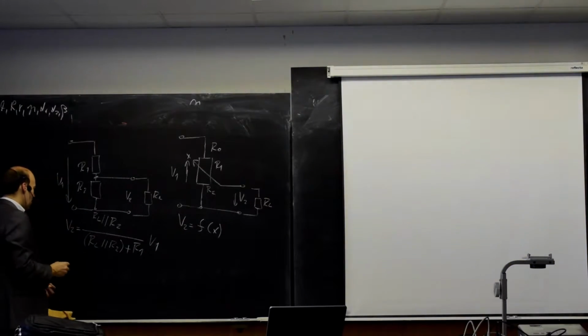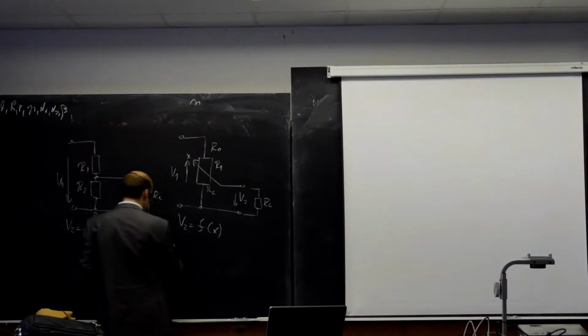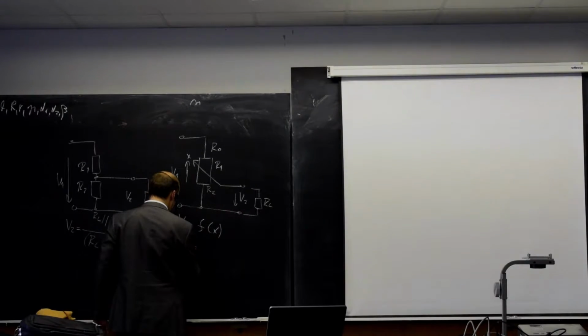So now if we substitute the parallel formula, we will see that it's RL times R2 over RL plus R2, and here we have RL R2 over RL R.